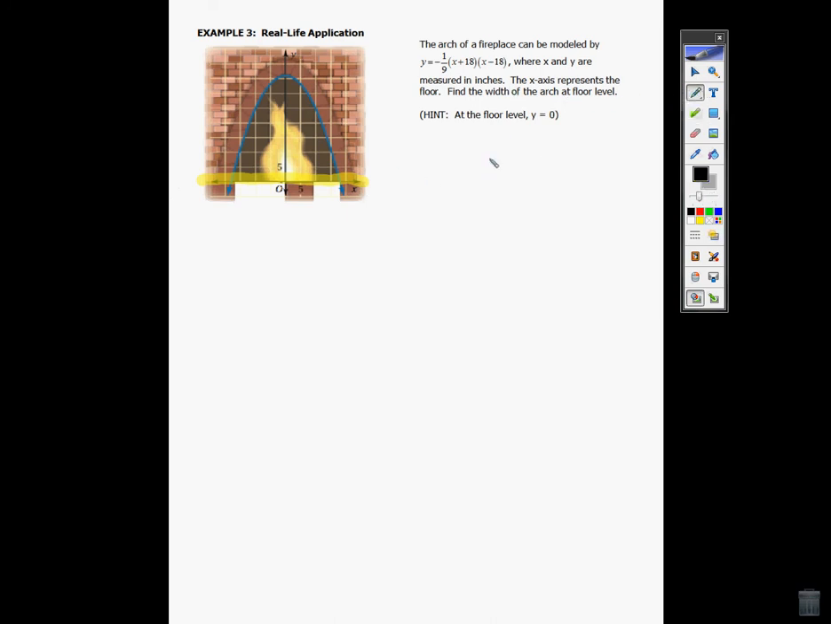Okay, it doesn't seem too hard. Basically what I need to do is figure out where it touches the floor over here, where it touches the floor over here, and what's the distance between these 2 points. If I find this intersection over here, this will tell me how far away it is from the origin, and all I need to do is double that, because these things are symmetrical. Or I find both intersections and just find the distance between the 2 points. So how do I find these points?